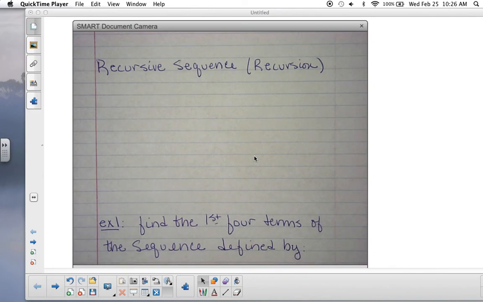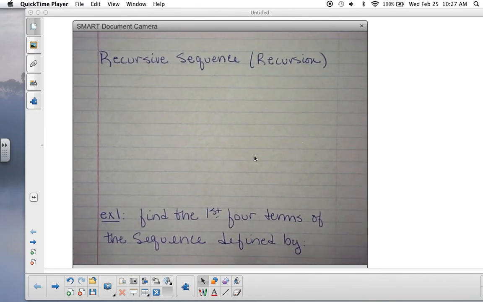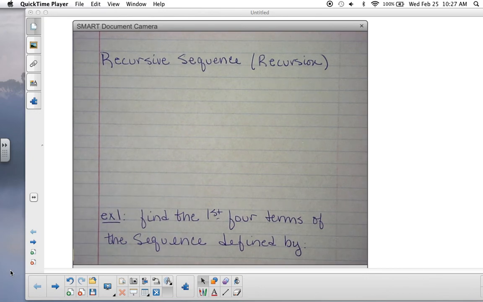Okay, everybody, good morning. Today is day 3 of our series in sequences unit, and quite frankly, it's our last day. So there's just 3 quick days. We had arithmetic, we had geometric, and now today, the last day, we have a recursive sequence or recursion. And a recursive sequence is a sequence that follows a pattern, but the pattern is based on the previous term that you had instead of based on adding or multiplying every time.